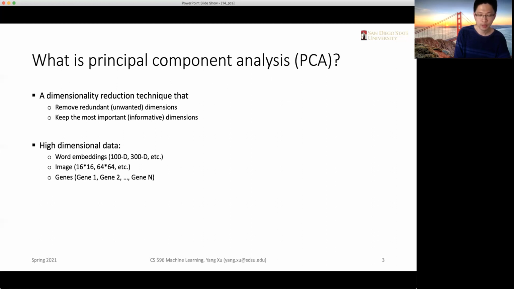Like the word embeddings that we have talked about so far are very high-dimensional data sets. We usually use 100 dimensions or 300 dimensions, which is a very large number, right? It's basically a necessity to reduce the dimensions before we can see their distribution directly. And for image data and bioinformatics data, it's also a very common scenario.